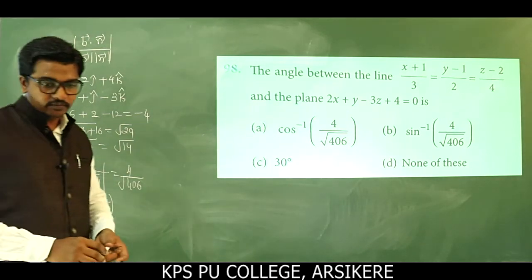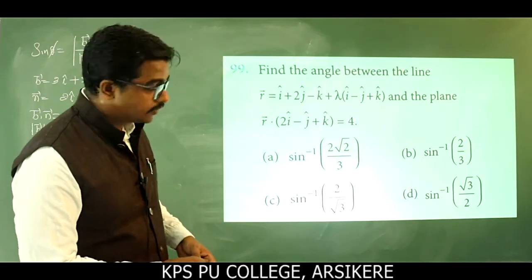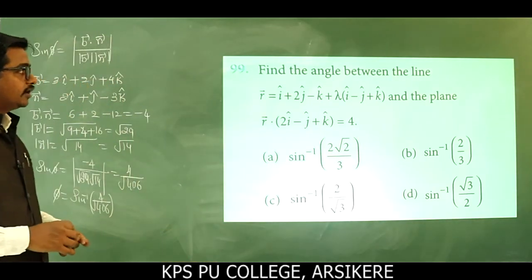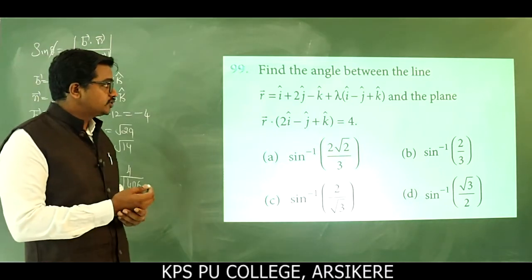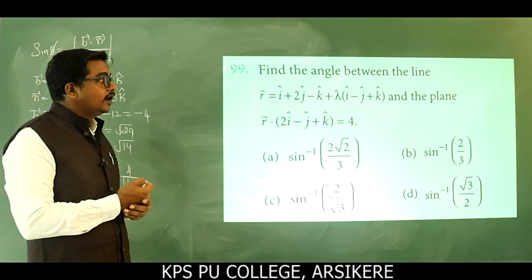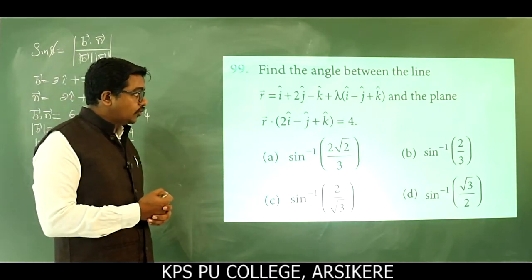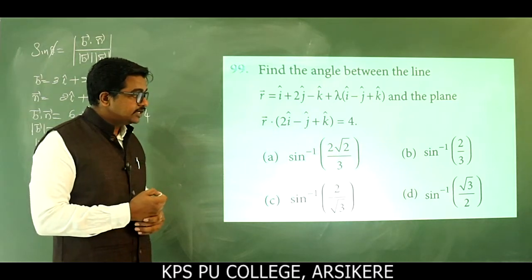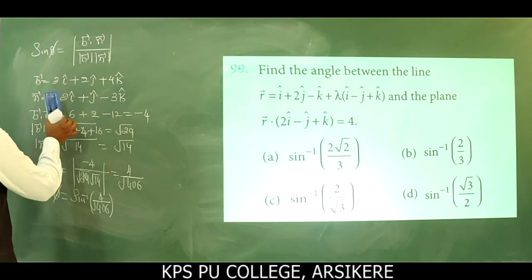Now dear students, we are moving to the next question. Find the angle between the line vector r = i cap + 2j − k cap + λ(i − j + k cap) and the plane vector r · (2i − j + k) = 4. The formula will be the same.